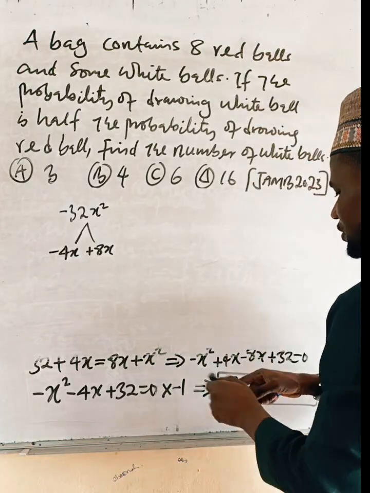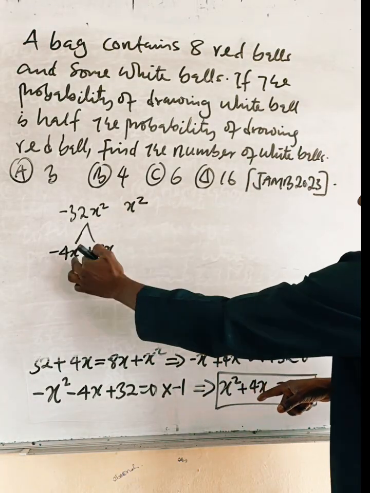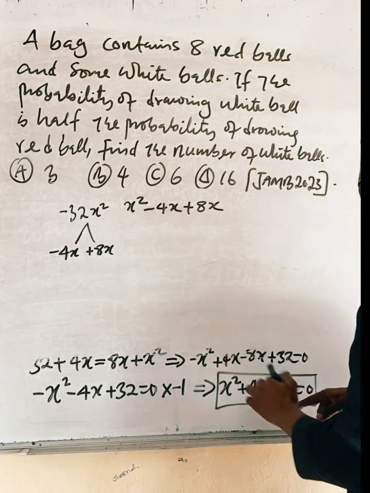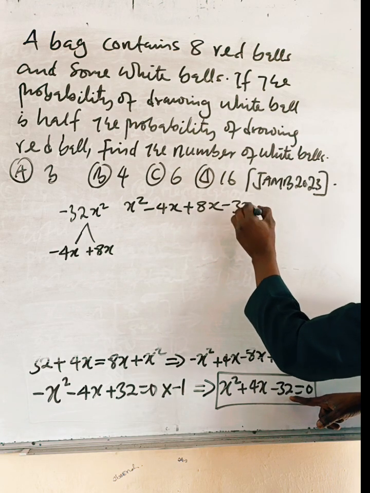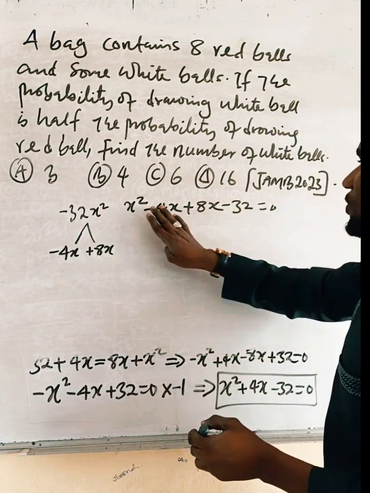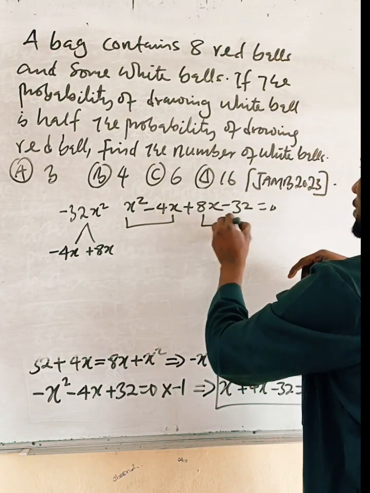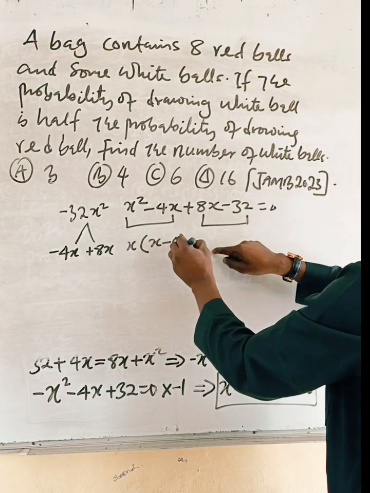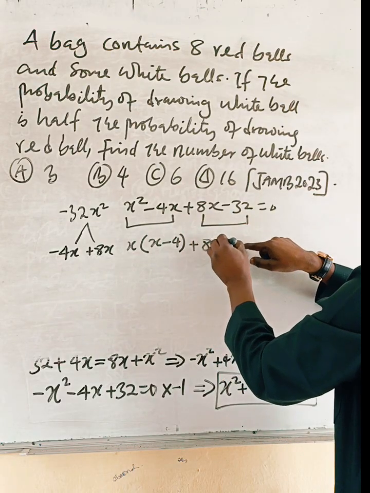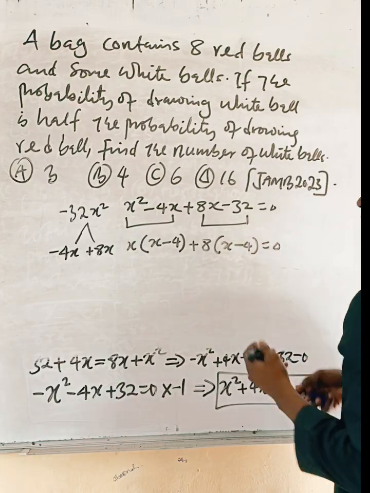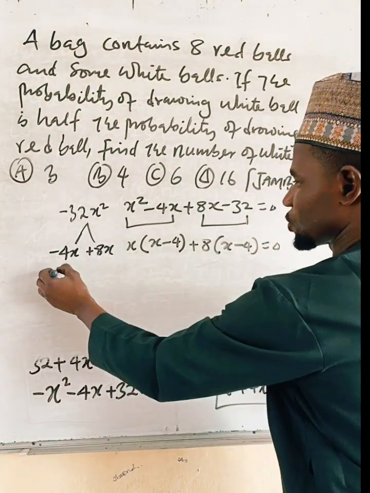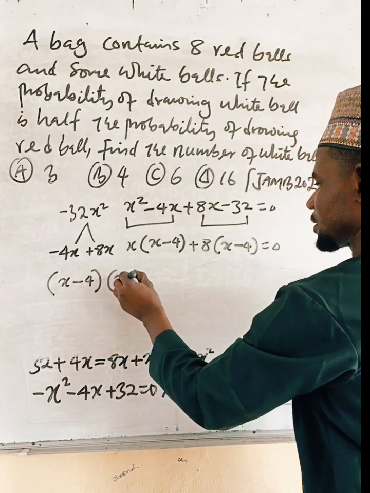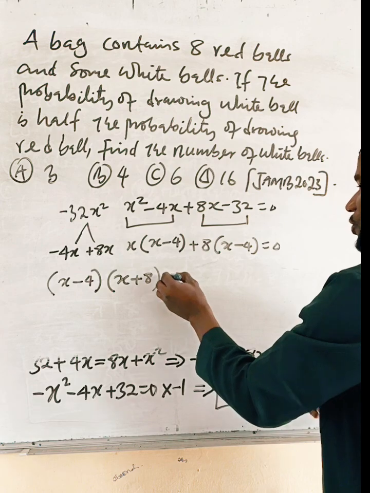What you should do is to come here and write x squared, then take minus 4x, then plus 8x, then minus 32, equals 0. You factor out what's common here. What's common here is x, open bracket, x minus 4, then plus what's common here, 8, bracket x minus 4, equals 0. Now the two brackets look common, so we factor out one of the brackets, that is x minus 4, then open bracket x plus 8, equals 0.